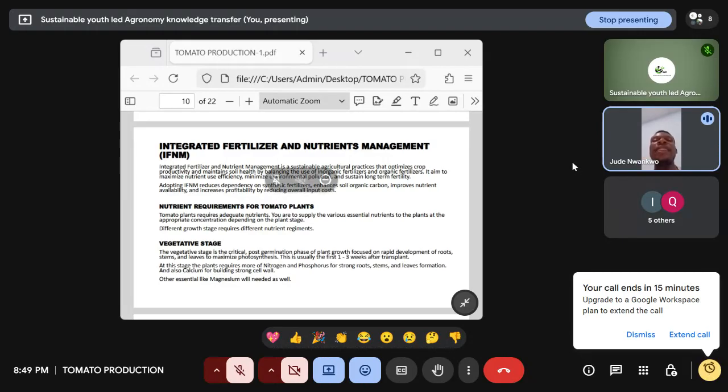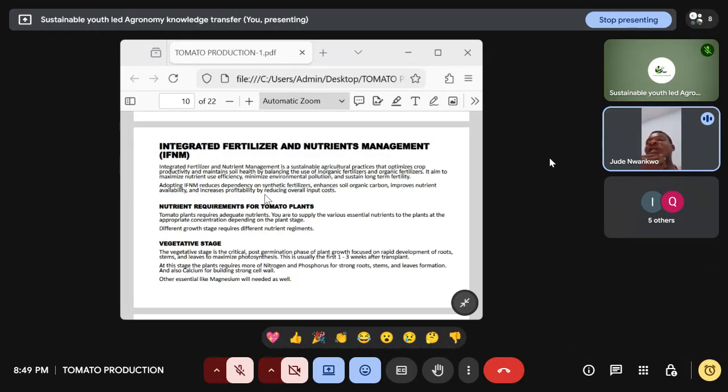So integrated fertilizer and nutrient management is a sustainable agricultural practice that optimizes crop productivity and maintains soil health by balancing the use of inorganic fertilizers and organic fertilizers. Apart from bringing the best out of your plant, you also maintain your soil health, so that your soil doesn't get depleted after a particular production. It aims to maximize nutrient use efficiency, minimize environmental pollution, and sustain long-term fertility.